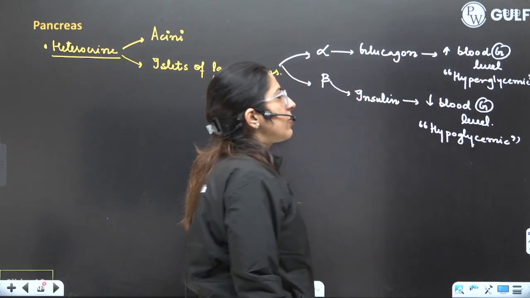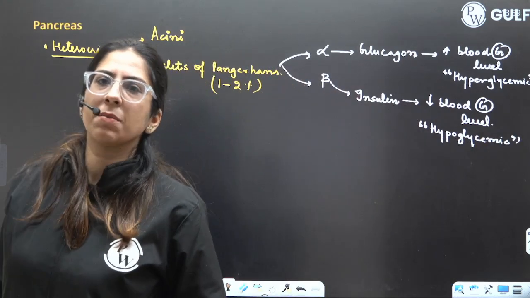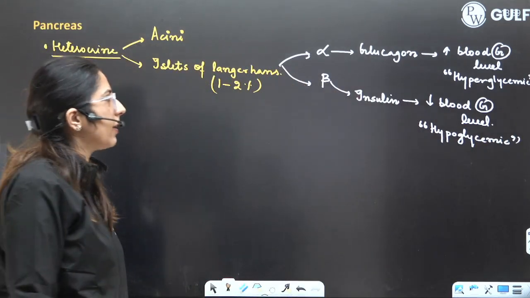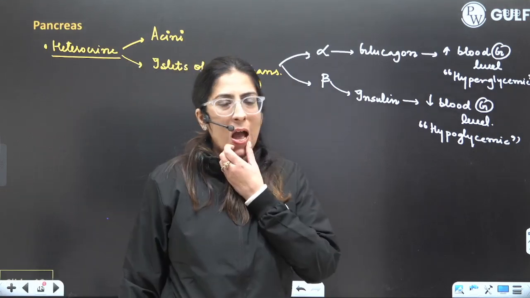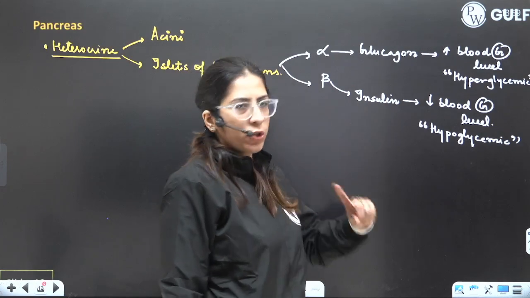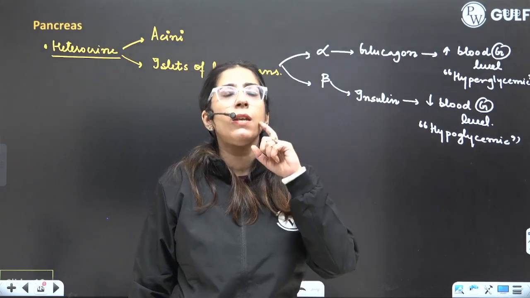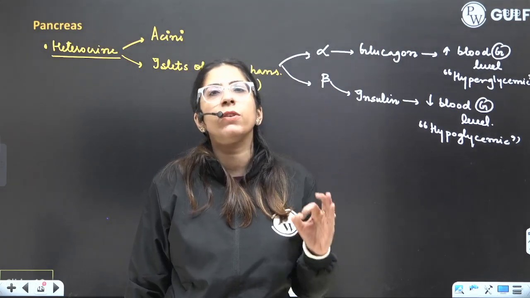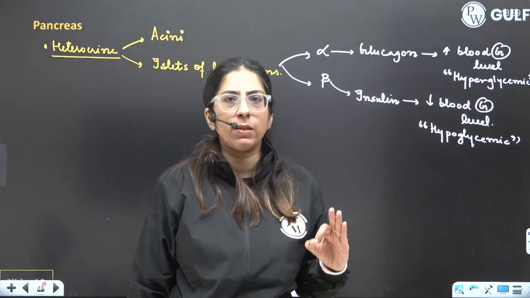Hypo reduces the blood glucose level. Hyperglycemic and hypoglycemic. These two points are clear? Done? Any doubt? So, whenever one question has been asked, whenever there is deficiency of insulin, it leads to diabetes mellitus.